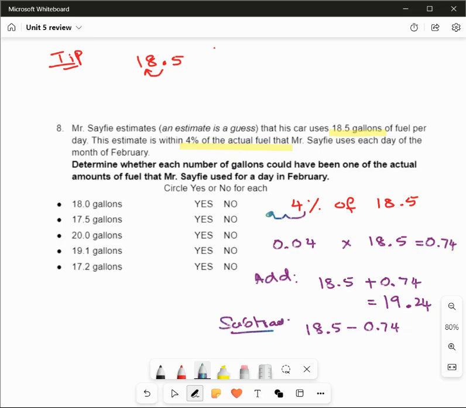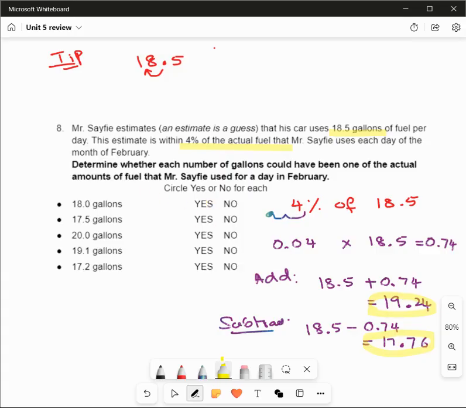Which is 17.76. 17.76 hundredths. Now look at these two numbers, and your answers should be in between those two. Whichever ones are in between those two, they're all your answers. So look for answers between 17 and 19, like 19.24.